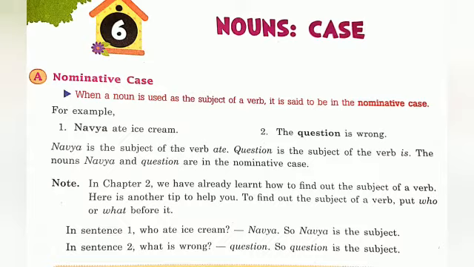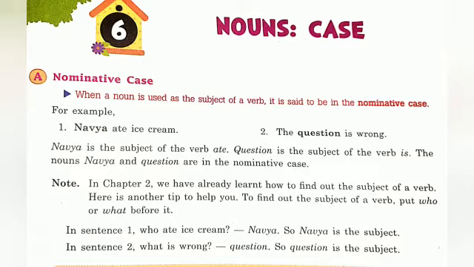तो as we know that noun is used in various way in the sentence. Sometimes it is used as a subject in the sentence and sometimes it is used as an object in the sentence. So these type of role is called case of noun, right? So when noun is used as a subject in the sentence, that is called nominative case.